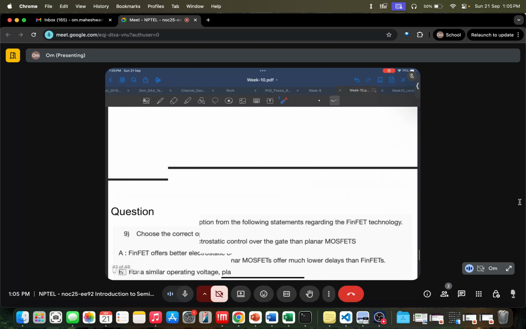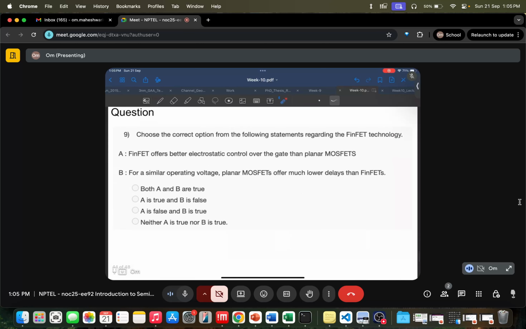Okay, let's see the next one. Choose the correct option from the following statements regarding FinFET technology. A. FinFET offers better electrostatic control over the gate than planar MOSFETs. B. For a similar operating voltage, planar MOSFETs offer much lower delays than FinFETs. So obviously option A is true and B is false.